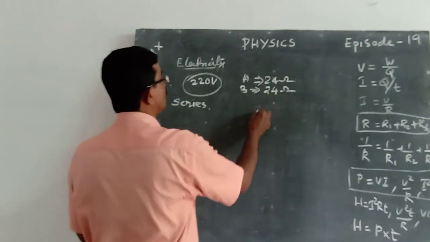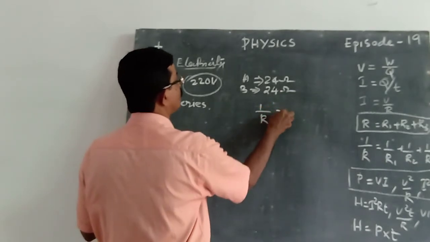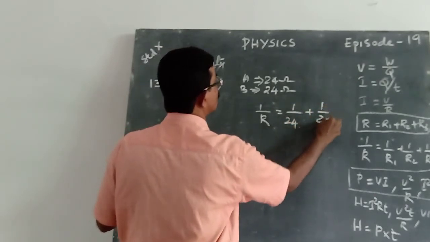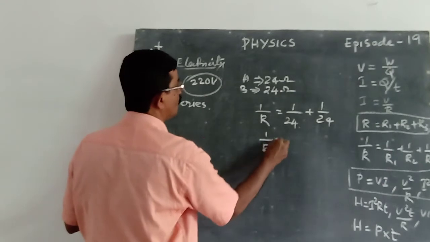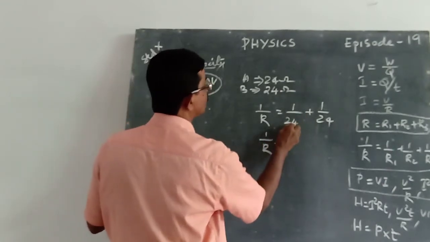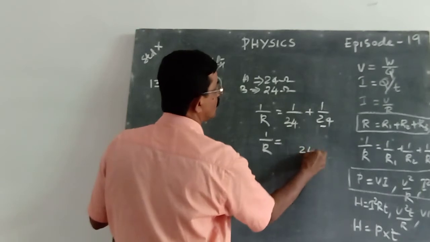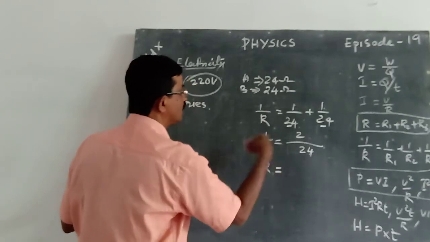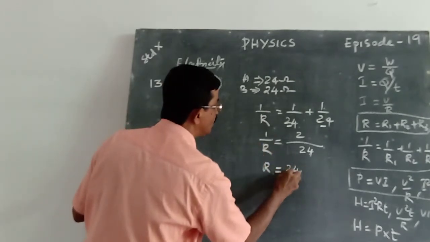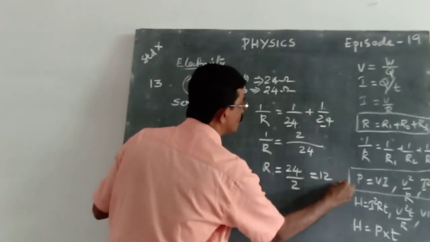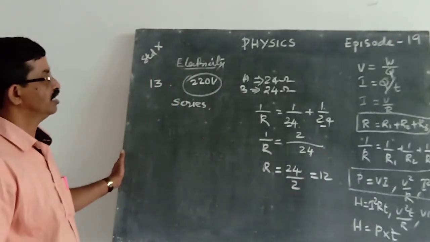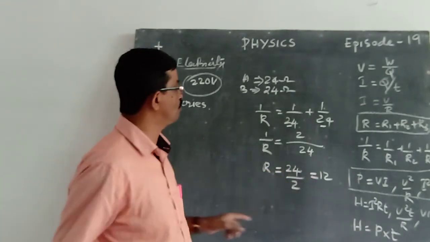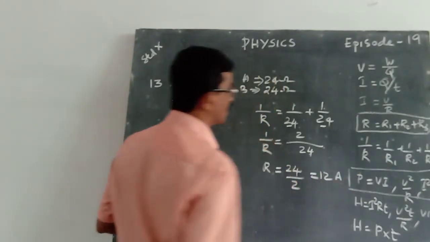When the resistors are connected in parallel, 1 by R is equal to 1 by R1, that is 24, plus 1 by R2, that is also 24. 1 by R is equal to, the denominator 24 is common, so we can add in numerator 1 plus 1, 2. So R is equal to, taking reciprocal, 24 by 2, that is equal to 12.